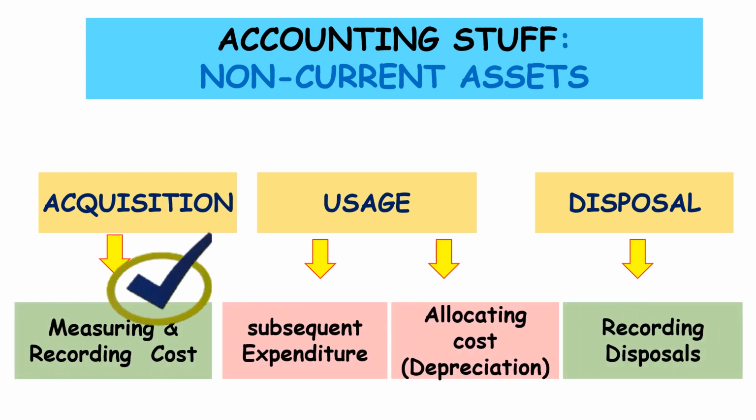Okay, so we are done with the first one, that is measuring and recording the cost. Let's look at the subsequent expenditure and allocating cost. Again, allocating cost, we already have videos on depreciation on the channel, so make sure you watch them. We'll talk about the subsequent expenditure in this next topic. Disposals, we have another video on this, so do watch that as well.